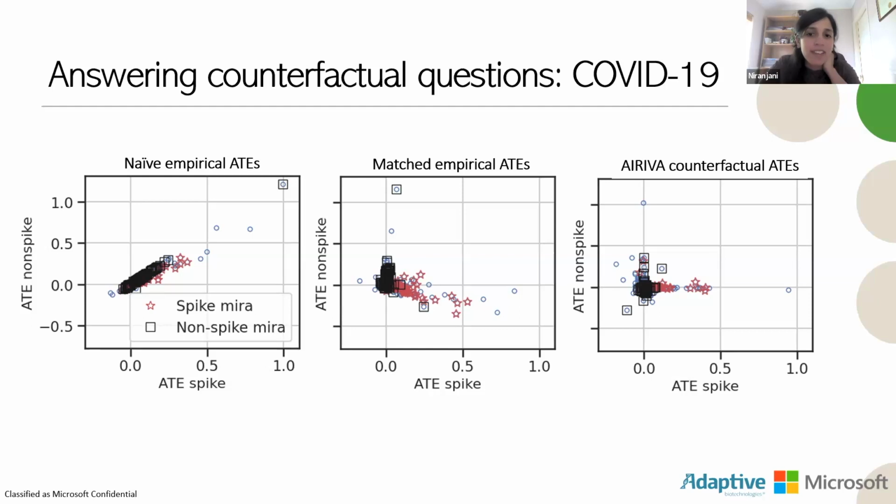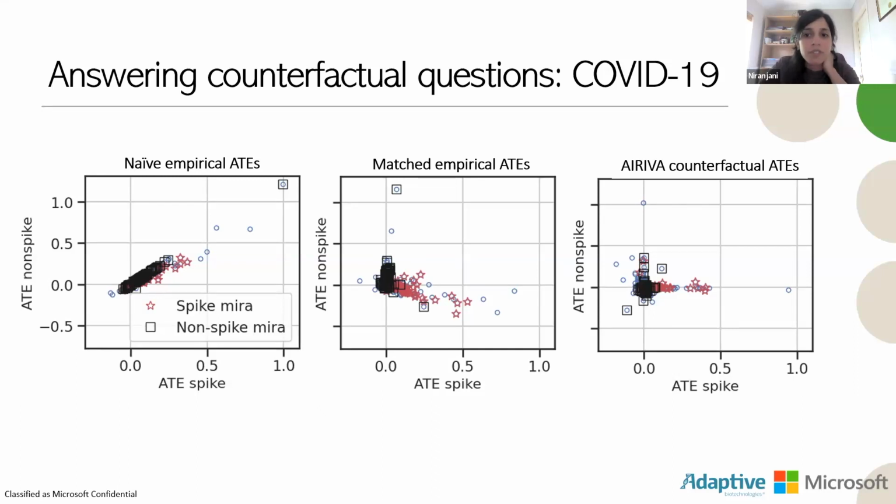So naively, in the absence of a model, we could obtain an estimate of treatment effect by simply taking the difference in the mean counts for each TCR in all observed cases versus controls, with respect to each label, so spike and non-spike in this case. The figure on the very left shows ATEs that are calculated empirically in this way. We can see from here that it's incredibly difficult to distinguish MIRA hits for spike-specific TCRs, so the red stars, from those for non-spike, so the black squares.